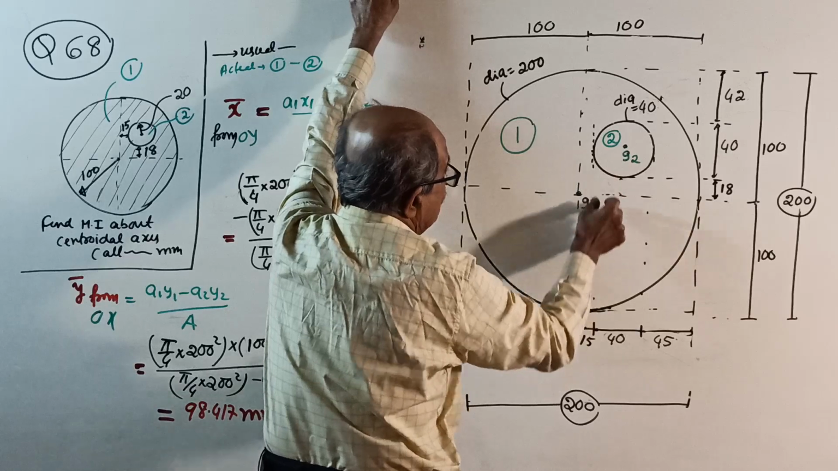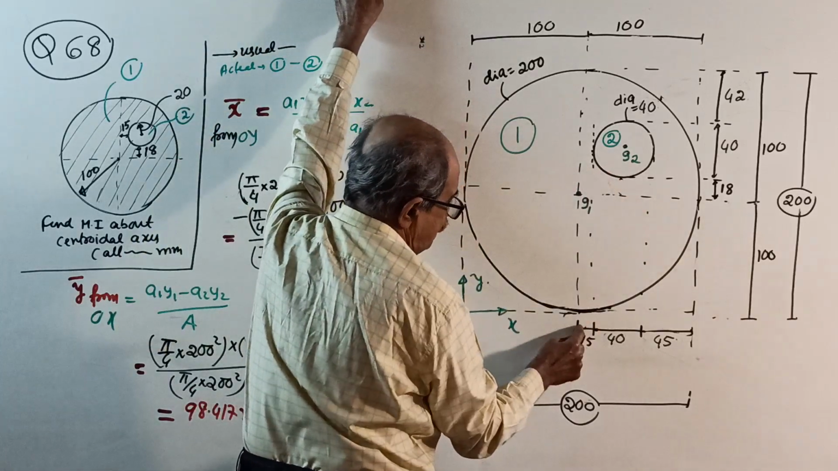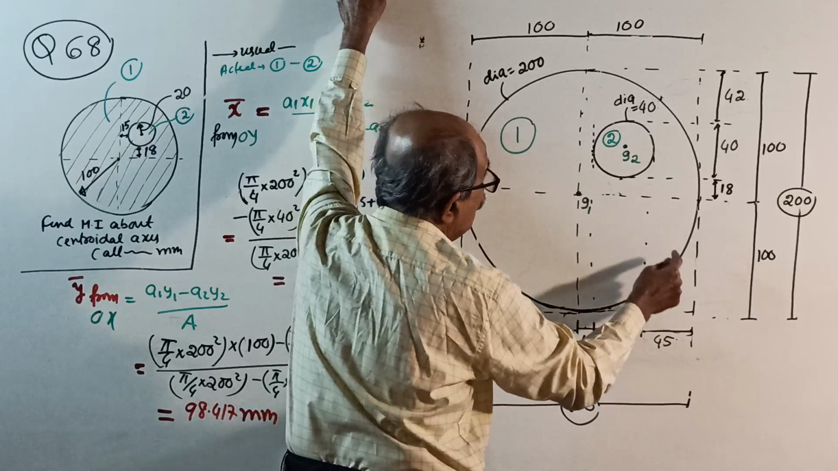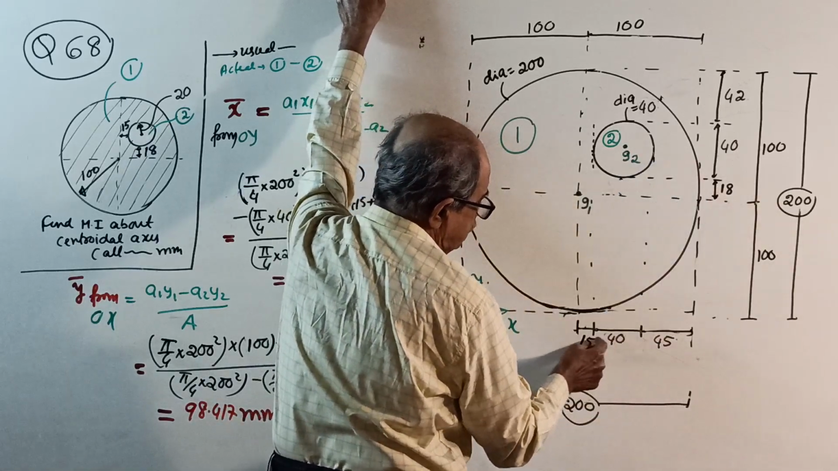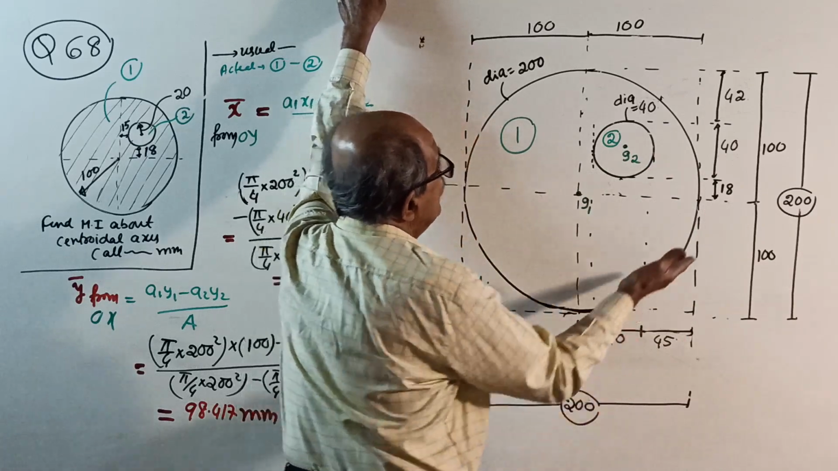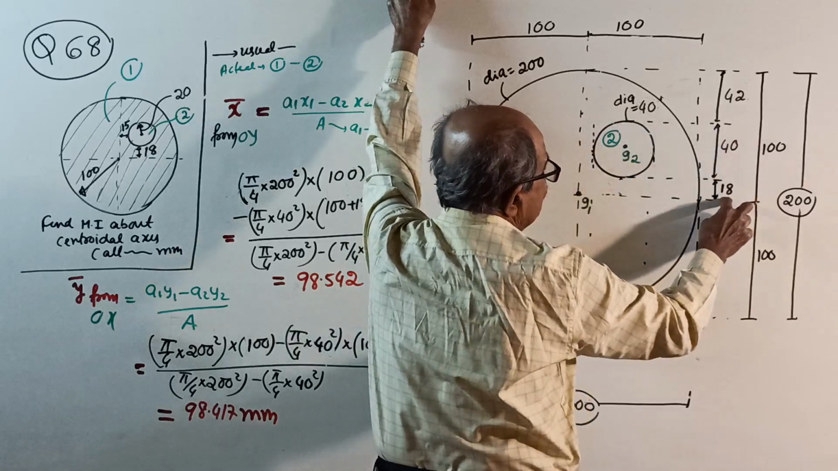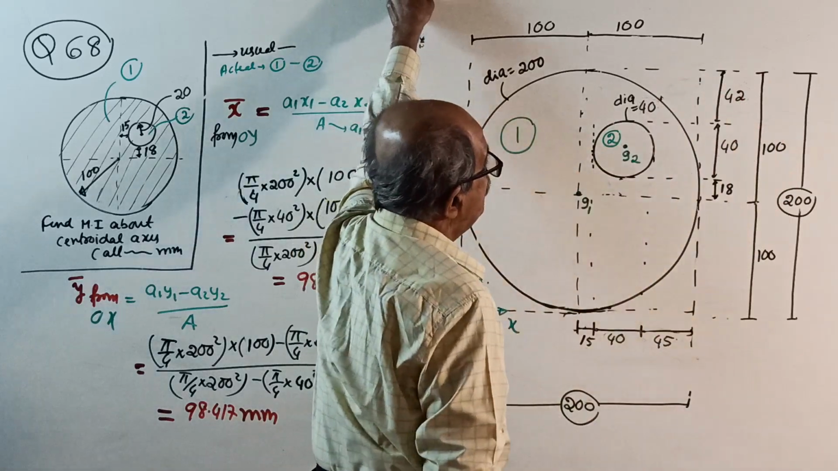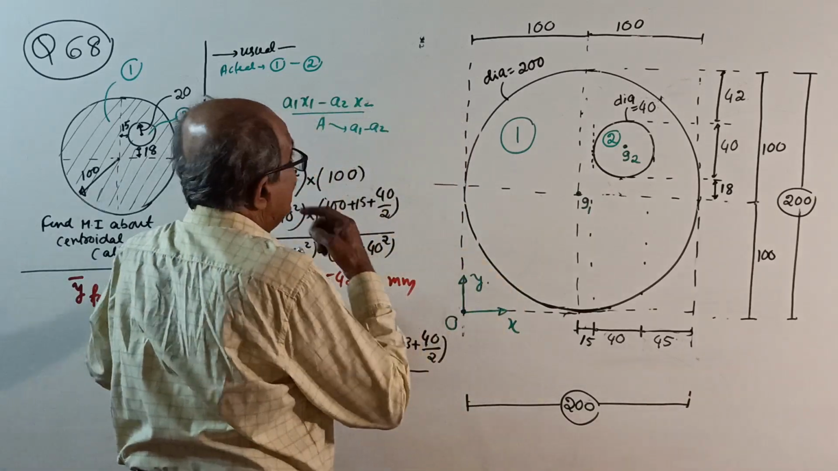Project here: from here to here is 15, and from here to here is diameter 40. From here to the right extreme edge, from total 100 subtract these two, you get 45. Same way, mark here 18, 40 plus 18 is 58. From 100 subtract 58, 42 will come.